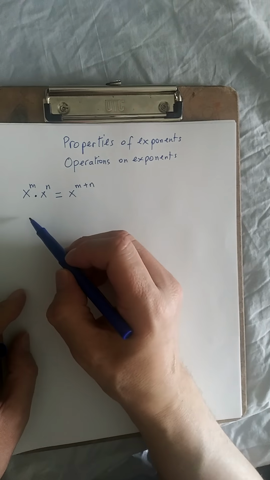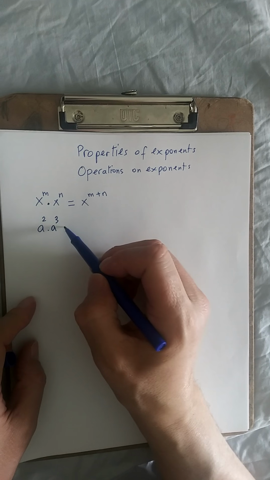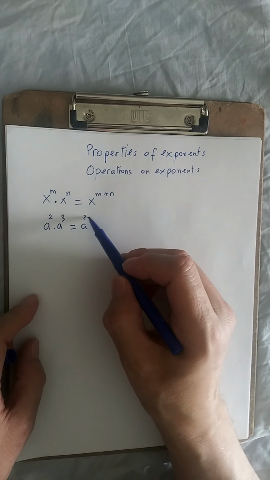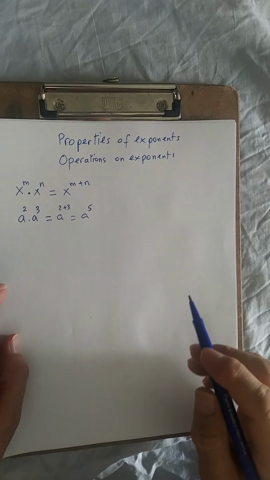And here's an example. A to the power 2 times a to the power 3. Well, this will be a to the power 2 plus 3, which is 5. So this is a to the power 5. That's the first property.